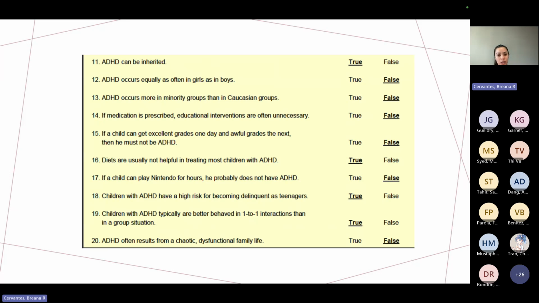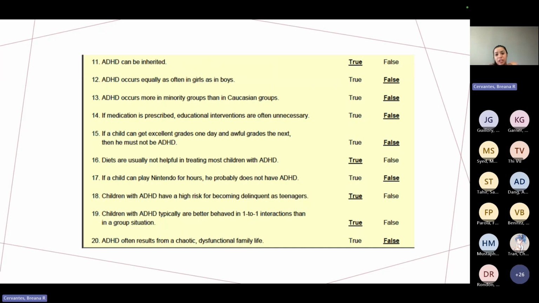ADHD occurs more in minority groups than Caucasian groups. We say that's false. To me, it's the same question of whether in nature it occurs at equal rates across cultures, genders, and ages, or whether it's more of a diagnostic issue. I don't know. To me, it's more about the referral question. We see fewer minority groups coming into therapy for many different reasons, whether it's alternative medicine, different beliefs, or even stigma around receiving treatment.